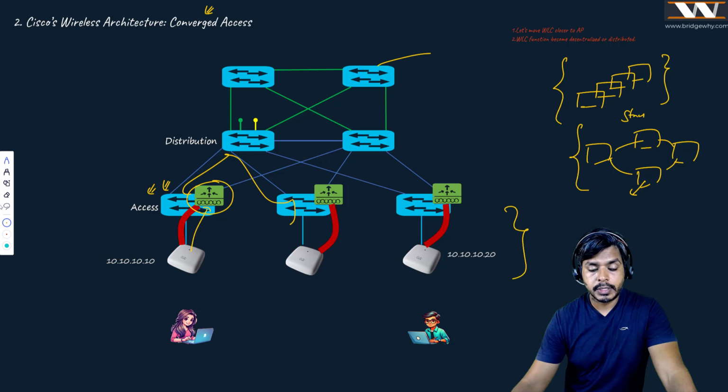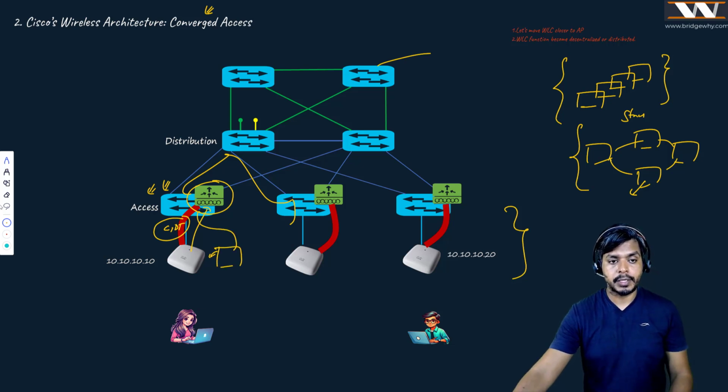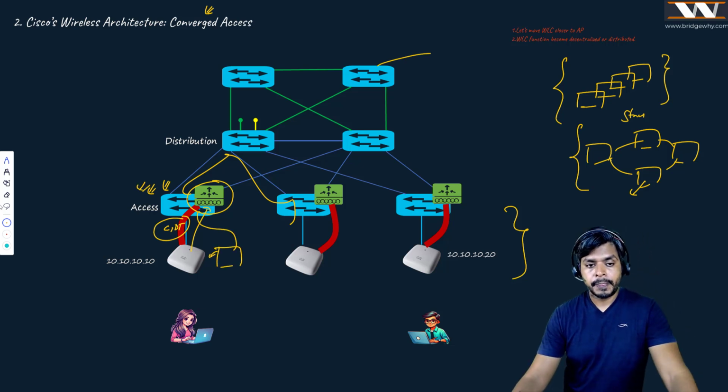By the way, sorry, there are going to be both control and data tunnels, right? Because once this AP comes, it is going to make the control tunnel, and there can be other APs also which can be connected through this stack, right? Not one, maybe 5, 6, 7, and you are managing and maintaining them using this access point.